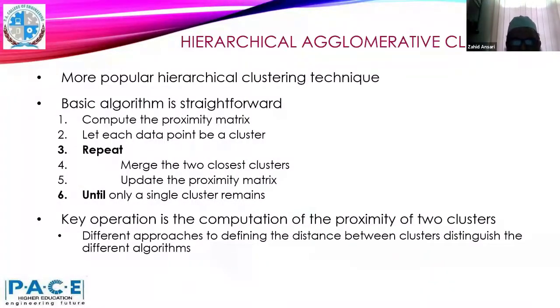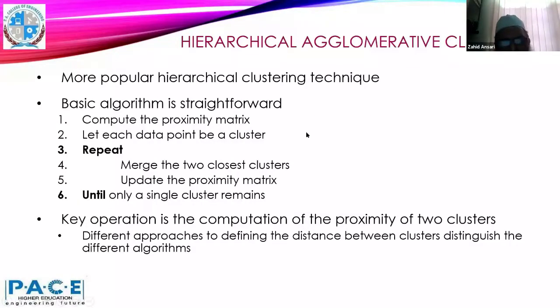So the algorithm for this, we have seen it, right? How do we do this? The first thing we have to do is compute the proximity matrix. We need to find the distances between each individual object, based on some dissimilarity measure we have to use, and we need to get the distances between every object and every other object.